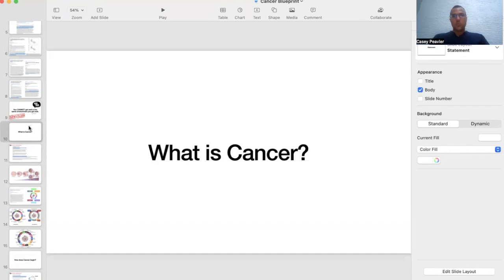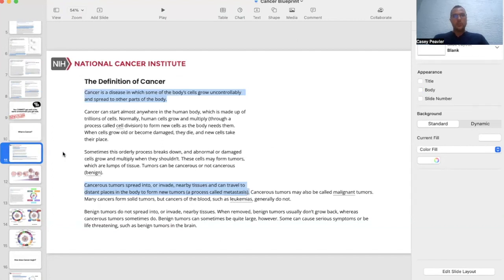Today's topic is going to be what is cancer? So I'm going to go from very conventional sources here. This is from the NIH, the National Cancer Institute, and the definition of cancer. Cancer is a disease in which some parts of the body's cells grow uncontrollably and spread to other parts of the body. Cancer can start almost anywhere in the body, which is made up of trillions of cells.